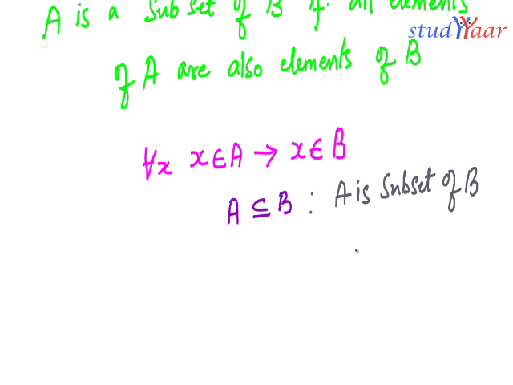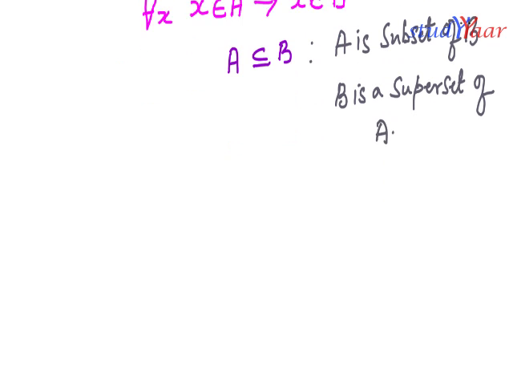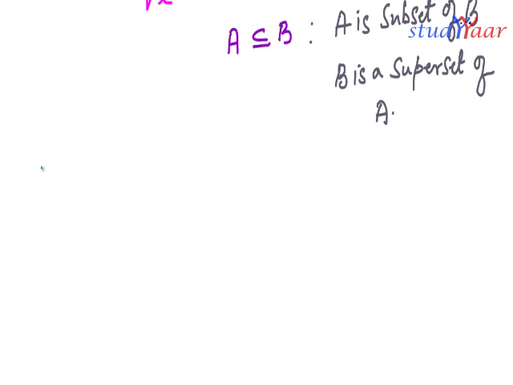It is also read as B is a superset of A. So similar to the concept of subset, you have the concept of superset. If I have to take an example, let me define A as something like this. And let me define B as something like this.